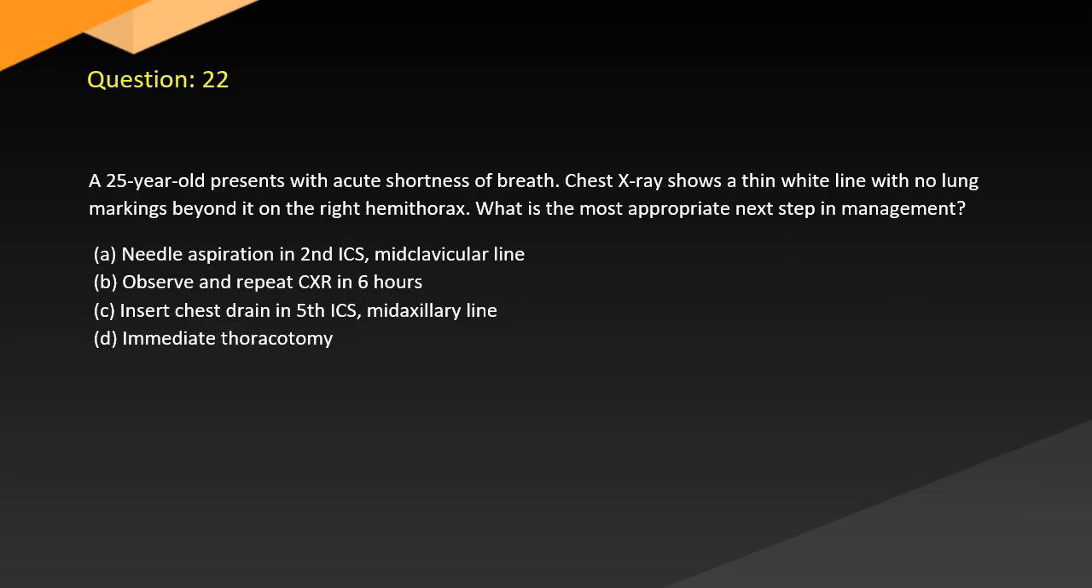Question 22. A 25-year-old presents with acute shortness of breath. Chest X-ray shows a thin white line with no lung markings beyond it on the right hemithorax. What is the most appropriate next step in management? A. Needle aspiration in second intercostal space midclavicular line. B. Observe and repeat CXR in 6 hours. C. Insert chest drain in fifth intercostal space mid-axillary line. D. Immediate thoracotomy.